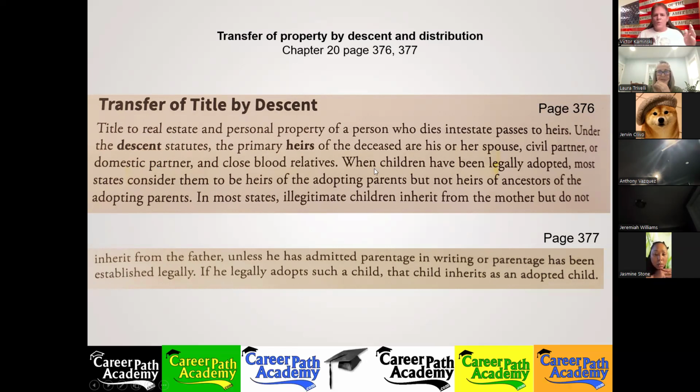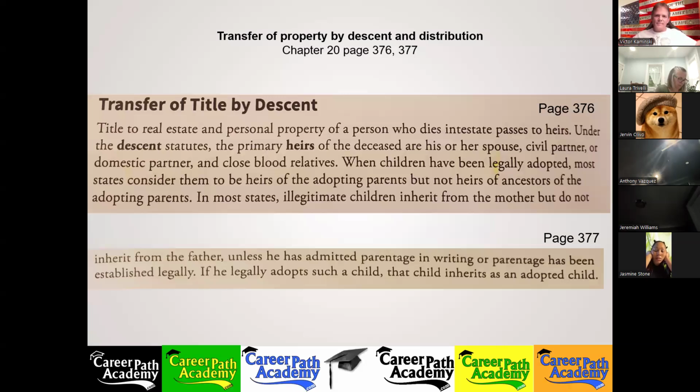Okay, so when children have been legally adopted, most states consider them to be heirs of the adopting parents, but not heirs of the ancestors of the adopting parents. Okay, so in other words, if you are adopted, you could inherit from your adopting parents, but not from their side of the family, their brothers and sisters, which would be your aunts and uncles. You cannot claim to inherit from them because you're not truly a blood relative.